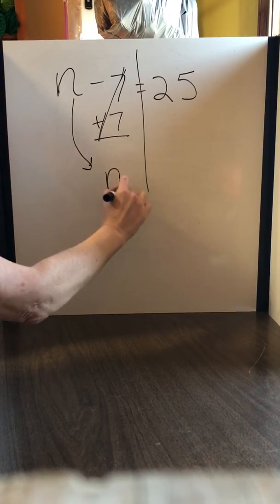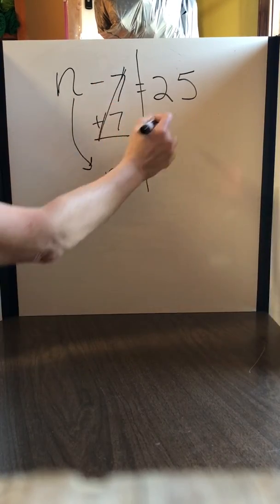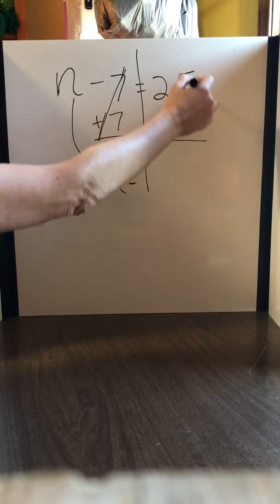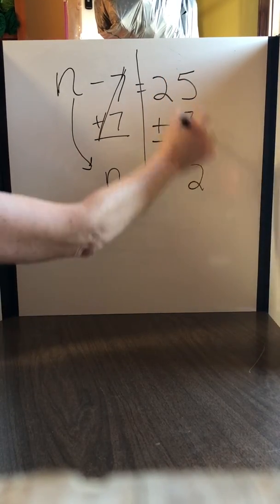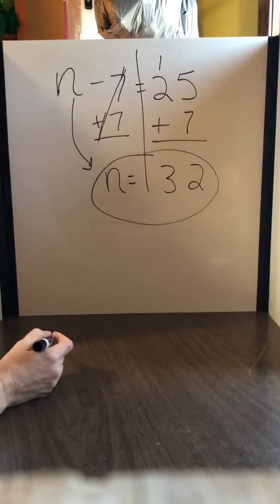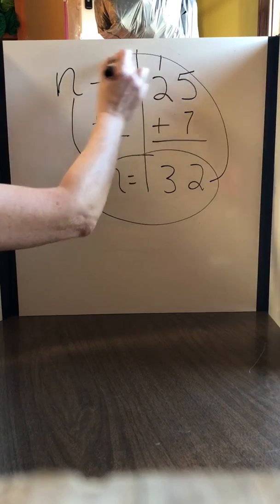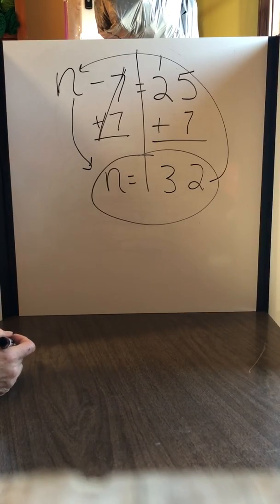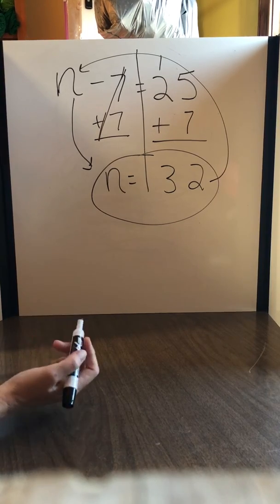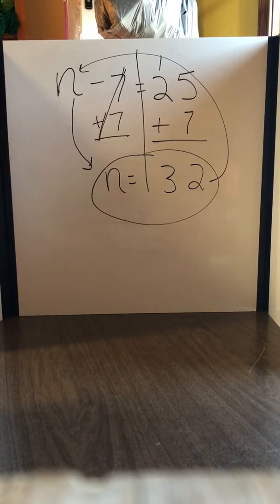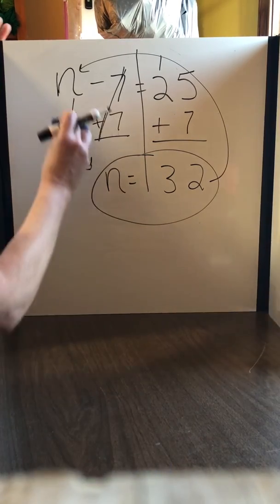Don't forget to bring your n down there. But since I added 7 to that side, I also have to add it to that side. 25 plus 7 is 32. N equals 32. If I plugged this back into my original equation, I would get 32 minus 7 equals 25. If you test that, and you actually take 32 minus 7, it does give you 25. Therefore, we've done this correctly. Okay?